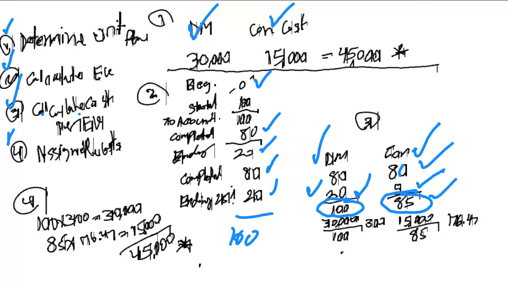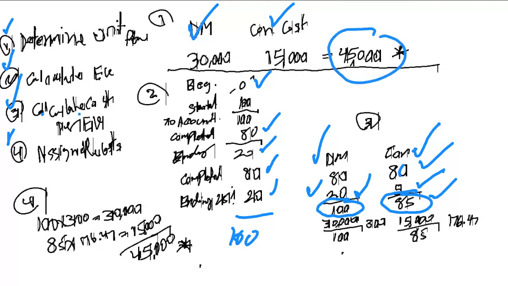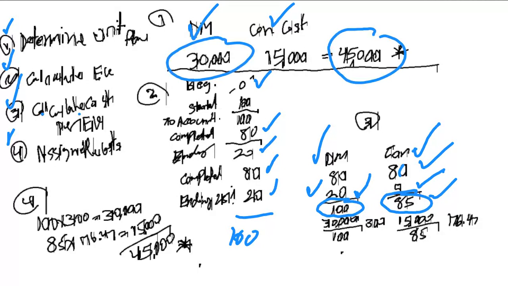So how do I use these? Well, I have the total cost here of $45,000, $30,000 direct material. So I take the $30,000 and divide by 100, I get $300 cost per equivalent unit for direct material. I use the same method here for conversion cost. I have $15,000 conversion cost here. I divide it by 85 and I get 176.47 cost per equivalent unit.